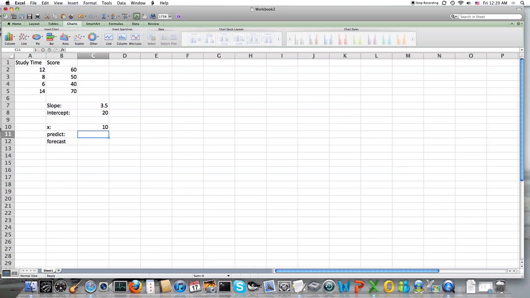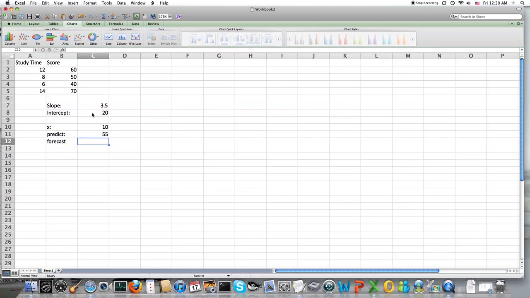And so just like regular lines, if you've got an mx plus b, what we're going to do is take our 10, multiply it by the slope, and add the intercept. In other words, we're going to do equals slope times the x value plus the intercept. And so we see that a student who studies for 10 hours should expect to get a score of 55 on this test.